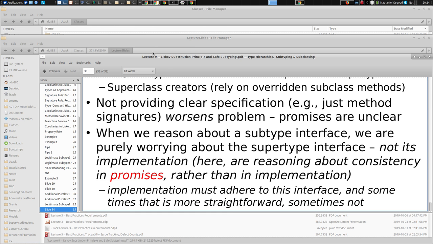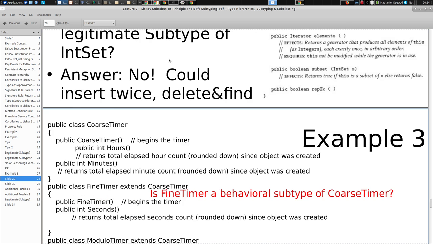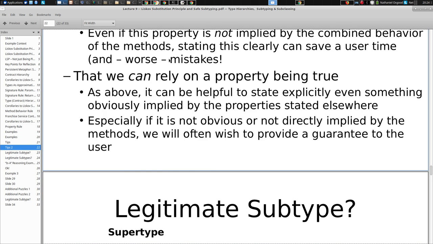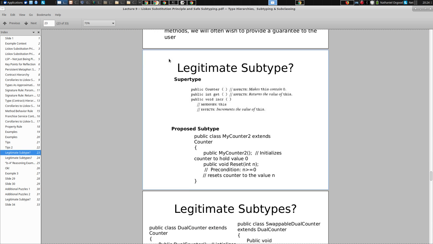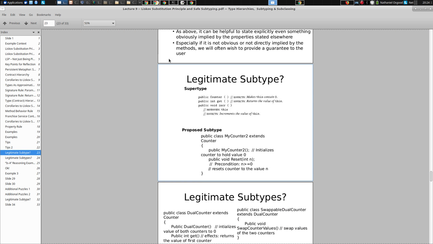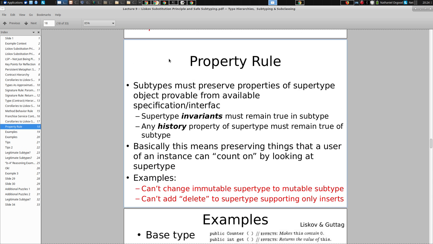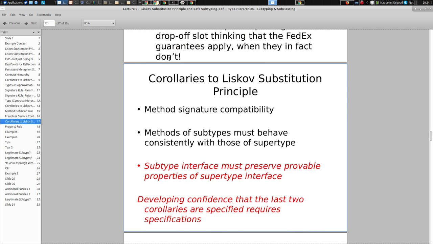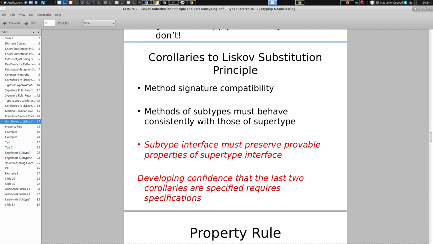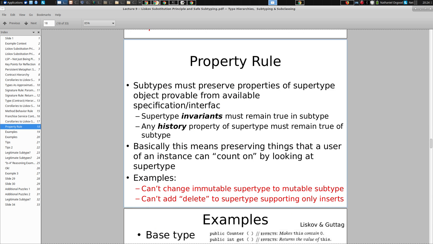There we go. I had given you these as take-home things and I didn't come back to them and I feel guilty. And so now you will enjoy the benefit. We went through a couple of these in class. Let's warm up with this. We're going to look for three things here. Are the methods compatible? Do the methods behave consistently with those of the supertype? And do they preserve properties? We're going to look at invariance and history properties.